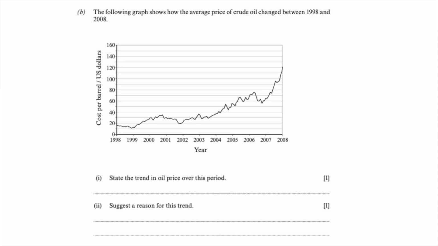So here's question 2b. The question is saying that the following graph shows how the average price of crude oil changed between 1998 and 2008. And this is in two parts. It says state the trend in oil price over this period. And then it's asking you to suggest a reason for this trend. Pause the video, have a go at the question, and then we'll go for the answers.